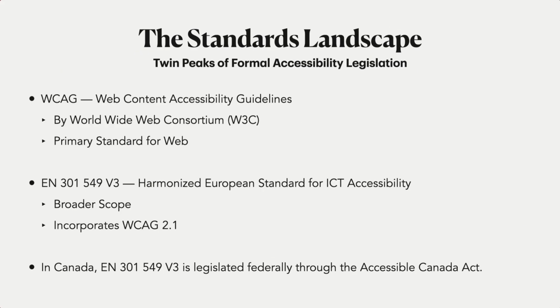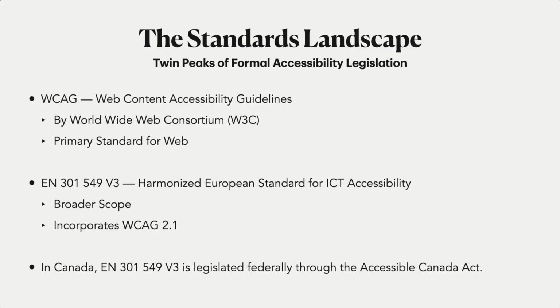Now, let's talk about the standards that define what accessible software looks like in practice. There are two main ones that you need to know about. The first is the Web Content Accessibility Guidelines, or WCAG. This is the primary international standard for accessible web development. It's developed and maintained by the World Wide Web Consortium, also known as the W3C, through their Web Accessibility Initiative. WCAG is what most developers are referring to when they talk about web accessibility standards.